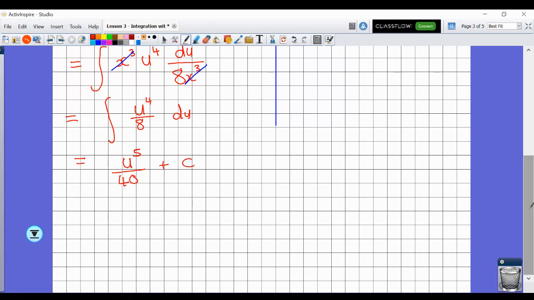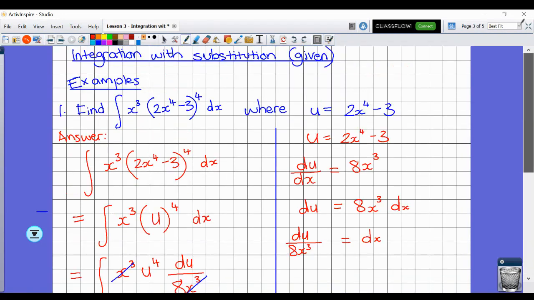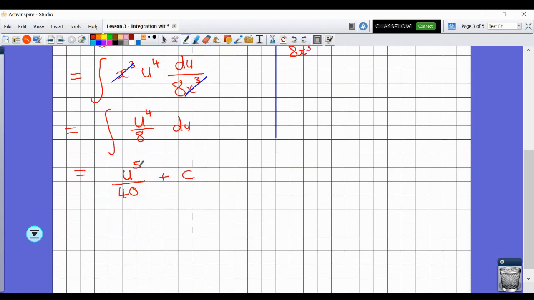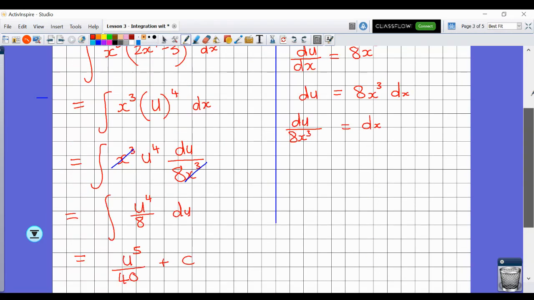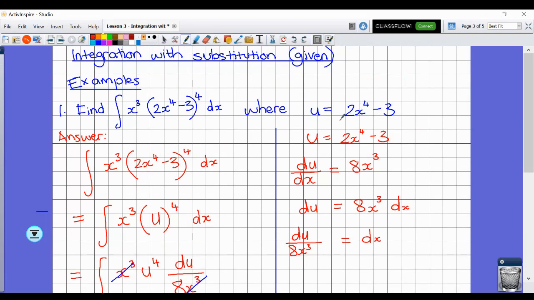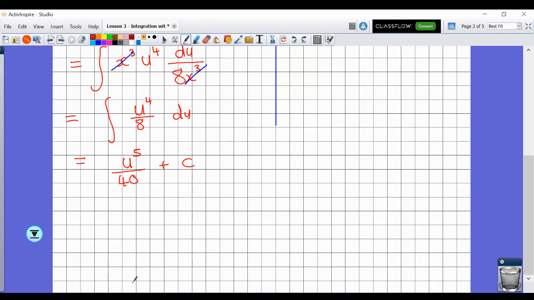Okay, but we're not finished just yet. So if I scroll up to the question, it was in terms of x. So you need to leave your final answer in terms of x. So get rid of the u again. But from the question we know what u is, 2x to the 4 take 3. So that's what I'm going to swap out. So everything stays the same apart from u. Just like this. Okay, and that should finish that question. So I've now got everything in terms of x and we're done.